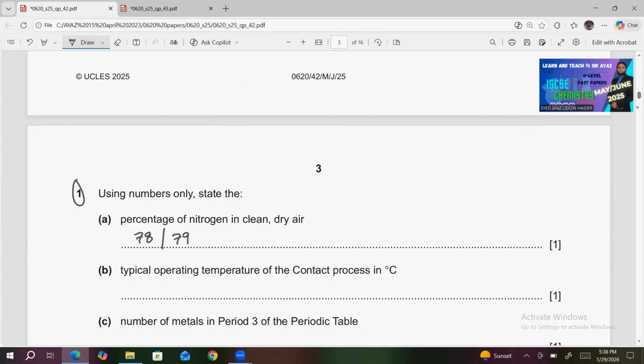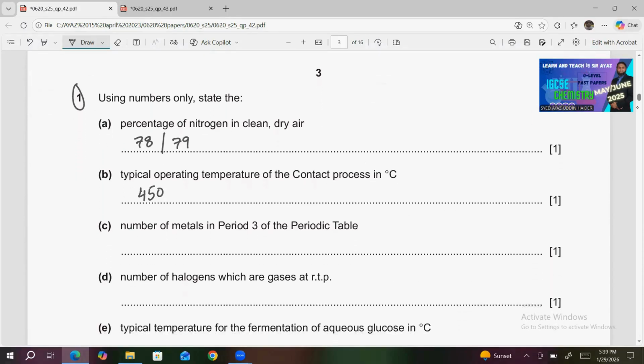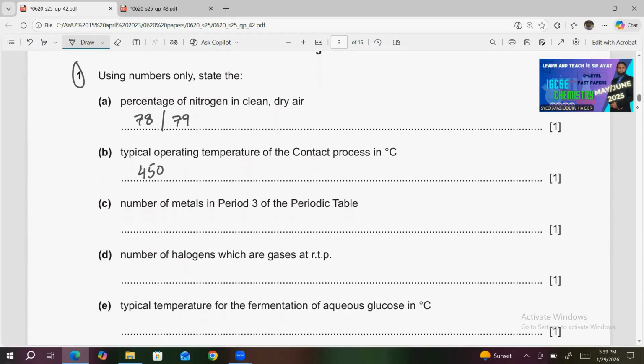The typical operating temperature of the contact process in centigrade. This is something you have to learn. 450 degrees centigrade. This high temperature is needed in the contact process to increase the rate of reaction. Although the forward reaction is exothermic, it prefers low temperature, but this is a temperature compromise for the contact process.